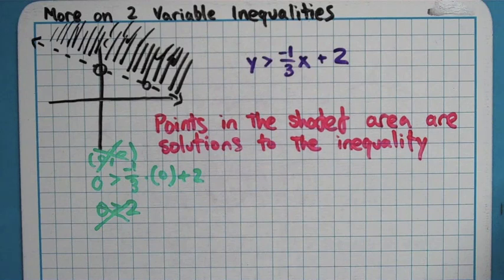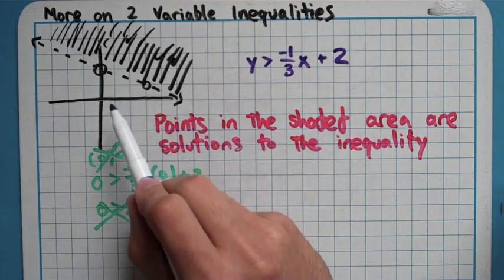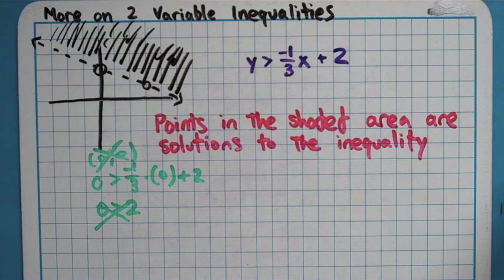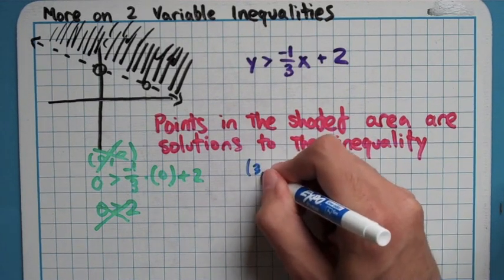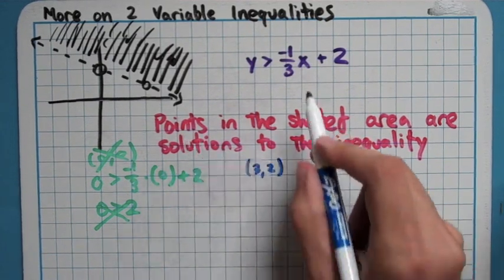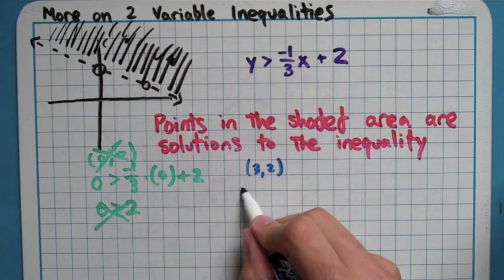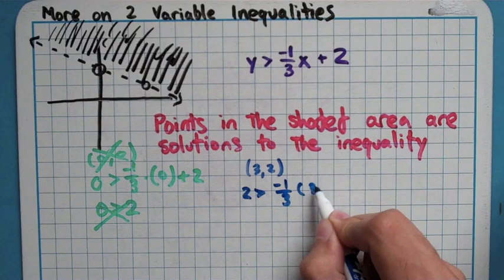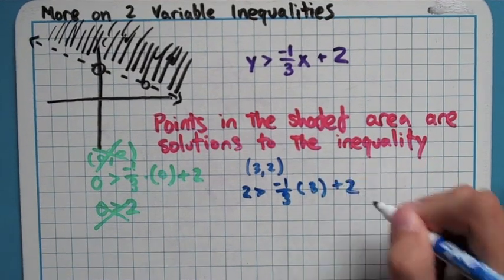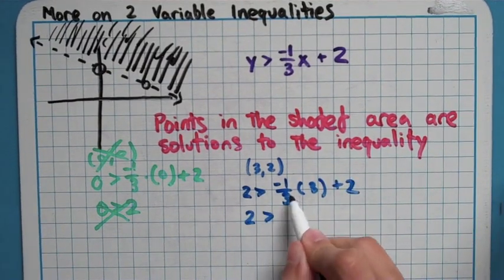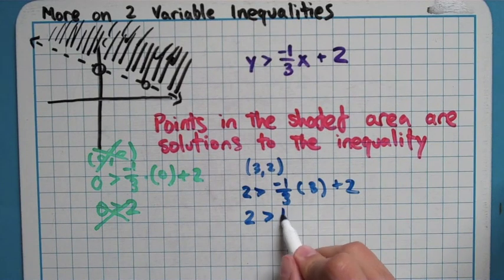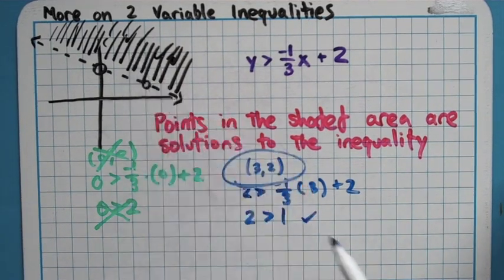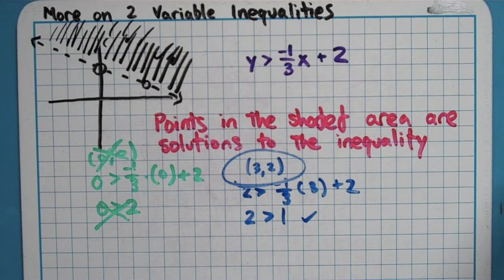Next up, I'll pick a point in the dark area. So if I look at the points, I'll go with 3, 2 right here. If I plug in a 3 for x and a 2 for y, let's see what happens. I get 2 is greater than negative 1/3 times 3 plus 2. I get 2 is greater than negative 1 plus 2, which is 1. 2 is bigger than 1. That worked out. So this point in the dark area is a solution, because it worked when you plugged it in.